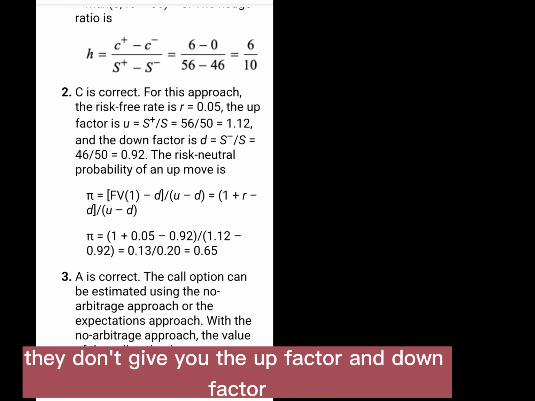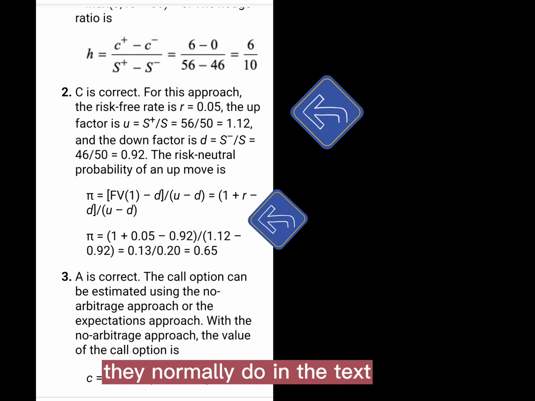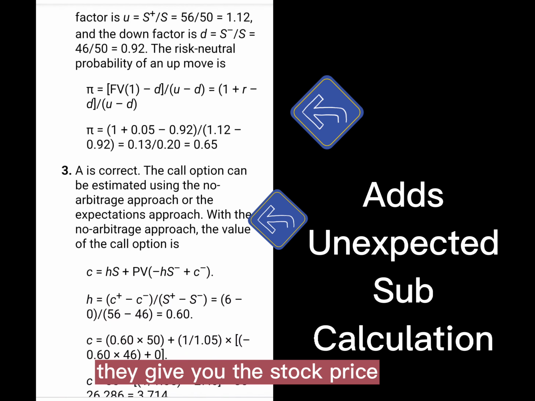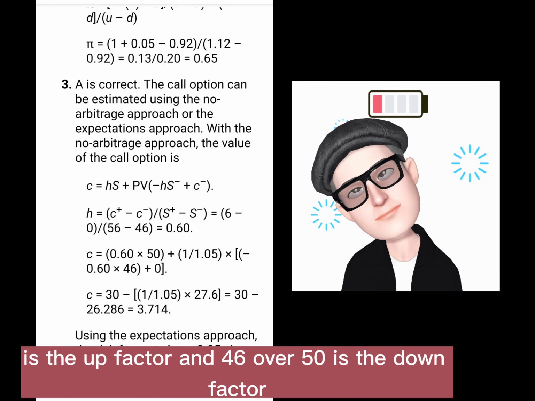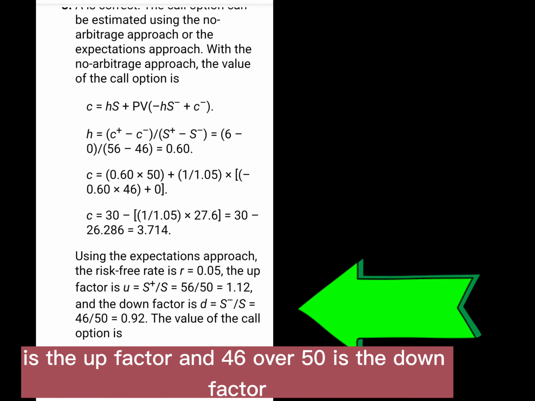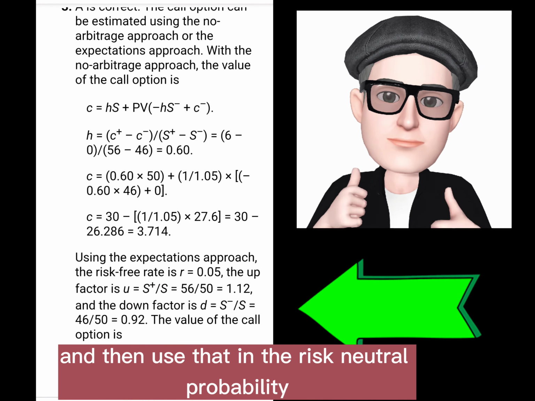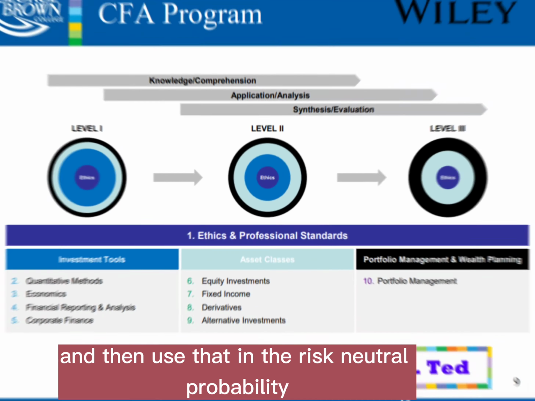They don't give you the up factor and down factor in the question as they normally do in the text. They give you the stock price. So you had to calculate first that 56 over 50 is the up factor and 46 over 50 is the down factor, and then use that in the risk neutral probability.